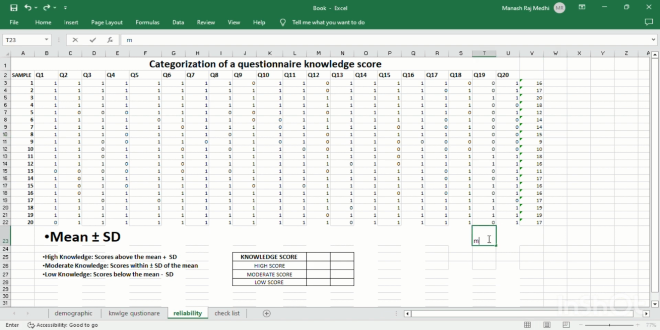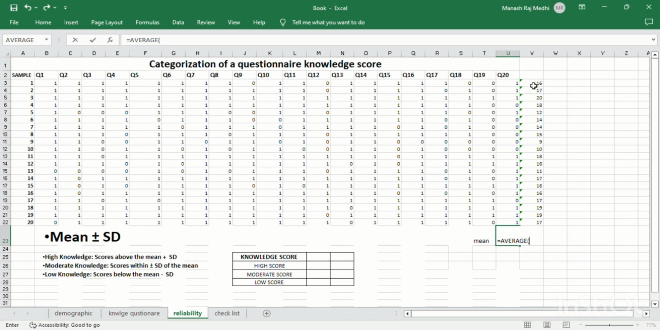Let's write mean here, then you have to apply a formula. Mean means average, right? So we will write average. You can see the average formula is here. Just click on that. Then inside the bracket you have to place these numbers. We don't have to place all the numbers one by one, there is a shortcut.